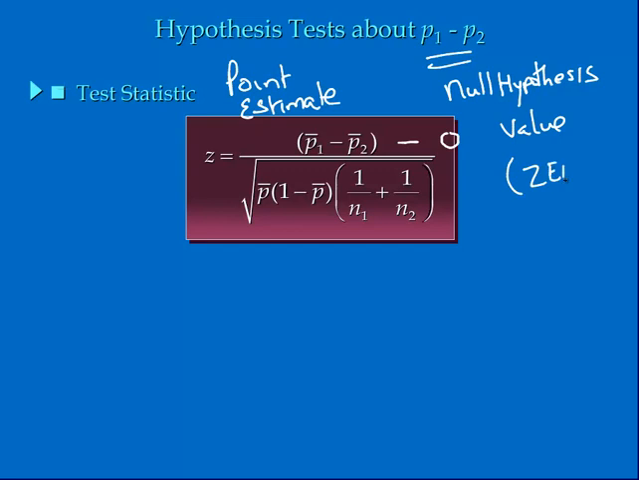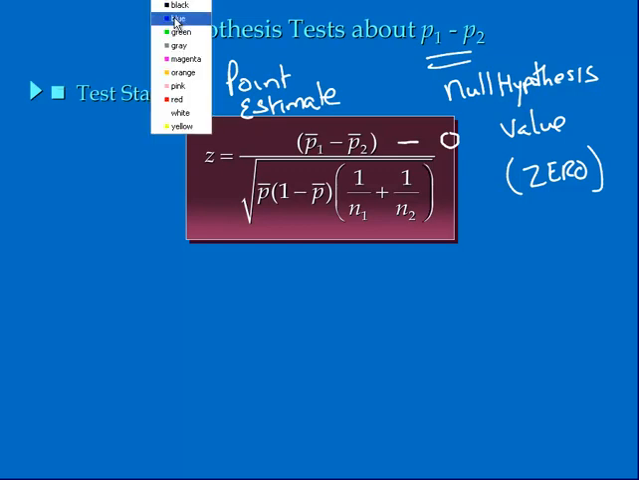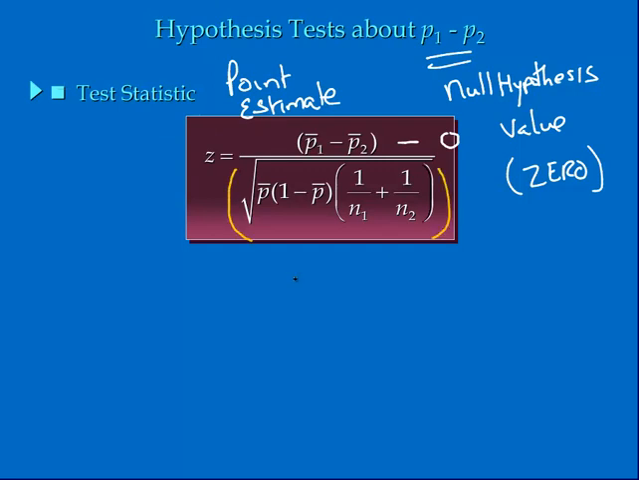And that's just equal to 0. On almost all population proportions questions, it's equal to 0. So P1 minus P2, this part here is the standard error. Again, point estimate, expected value under null hypothesis, or null hypothesis value, divided by the standard error. So that's the general form of a test statistic.